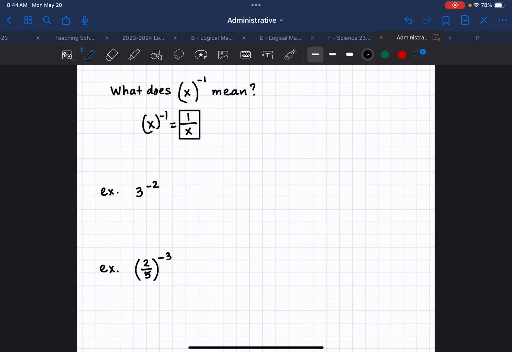So let's apply this to a specific situation. So we have 3 to the negative 2 power. So what does a negative exponent tell you to do? It tells you to take the reciprocal of that number. So we're first going to take the reciprocal of 3, which is, as a fraction, 3 over 1. We're going to take its reciprocal, which is 1/3. And then we look at the number of times we're going to write that reciprocal, which is 2 times.